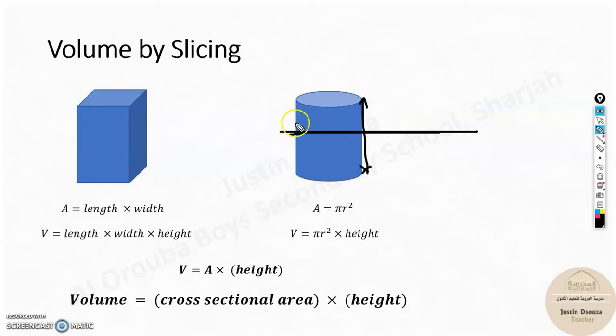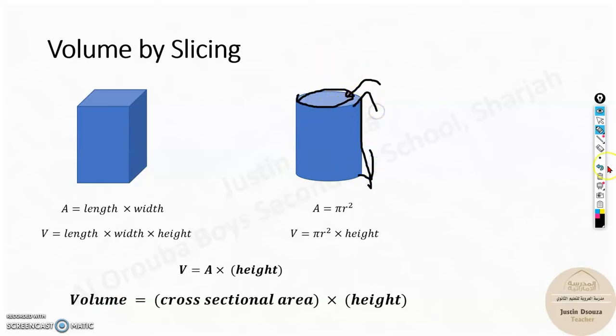One other way to understand is volume is basically how much water can be filled inside. So this is the cross-sectional area, and the total height will give the total volume. So that's the thing. Same way over here, you can relate that as well.